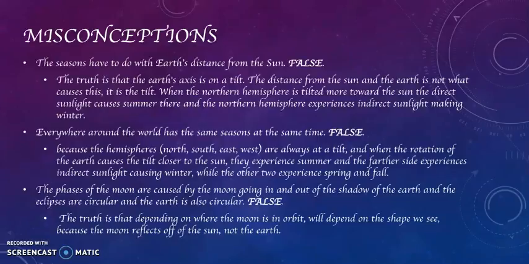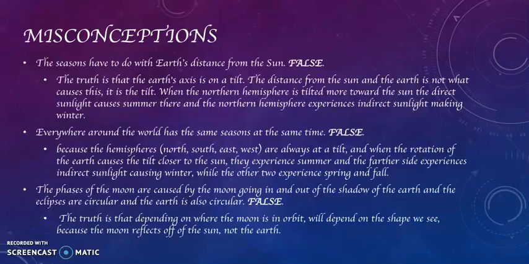Another misconception can be that everywhere around the world has the same seasons at the same exact time, and that is false as well. You may think this because they don't see the Earth is on a tilt. Like I said before, it is. They may think that the whole world gets sunlight, so therefore they will all have summer at the same time. But because of the hemispheres, since they are always tilted and the rotation of the Earth causes it to tilt closer to the sun, they experience summer, and the further side experiences indirect sunlight causing winter, while the other 2 are going to be experiencing spring and fall.